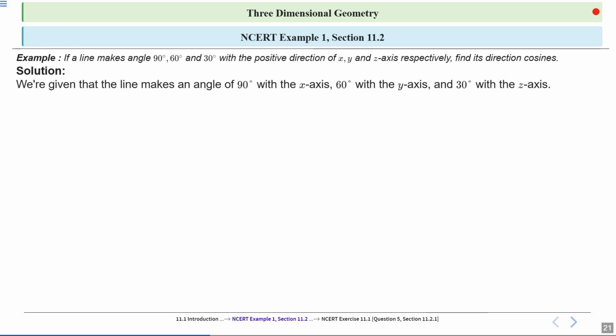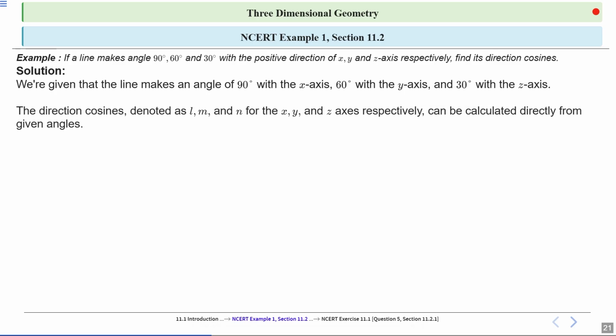First, let's restate the information given. The line forms an angle of 90 degrees with the x-axis, 60 degrees with the y-axis and 30 degrees with the z-axis. So it's important to keep these angles in mind as we move forward. The direction cosines are usually represented by the letters L, M and N. Here L is the cosine of the angle with the x-axis, M is the cosine of the angle with the y-axis and N is the cosine of the angle with the z-axis.